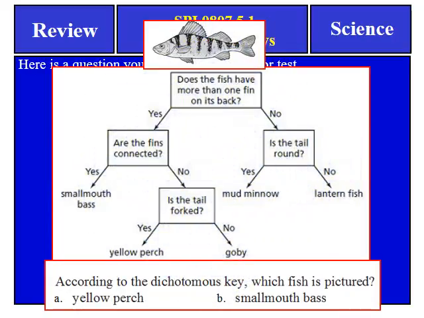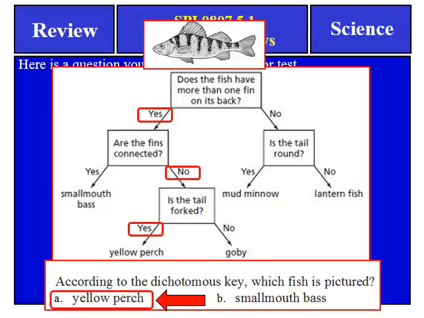All right, giving us another question. Does the fish have more than one fin on its back? And I'm going to let you go ahead and try and answer this one since we did this one in class a few minutes ago. So does it have more than one fin? Yes. Are they connected? No. Is it forked? Yes. So our answer is the yellow perch.